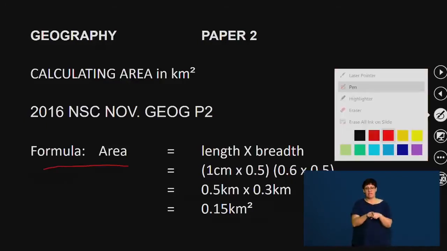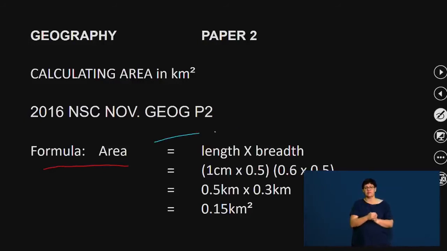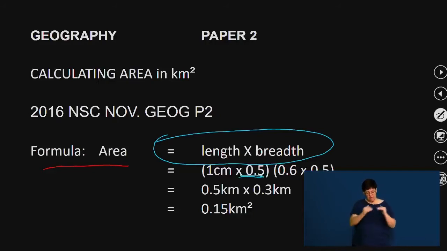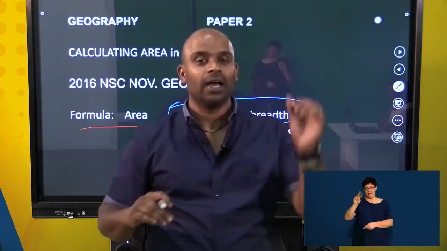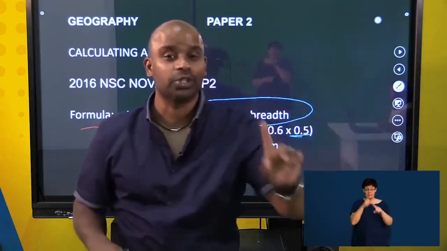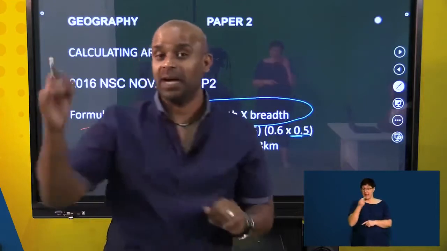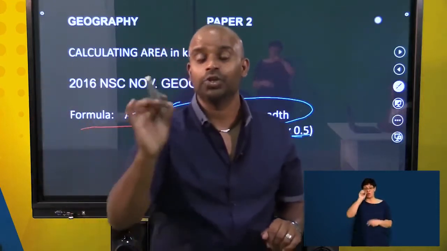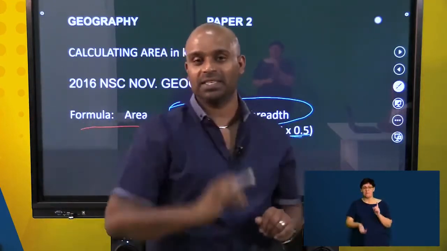I'm going to change that highlighter. Notice the formula, length times breadth. But in this example, I'm using a 0.5 scale. What does that mean? In this case, I want my answer to be in kilometers. Golden rule, multiply by 100 to get your answer to meters, multiply by 0.5 to get your answer to kilometers.